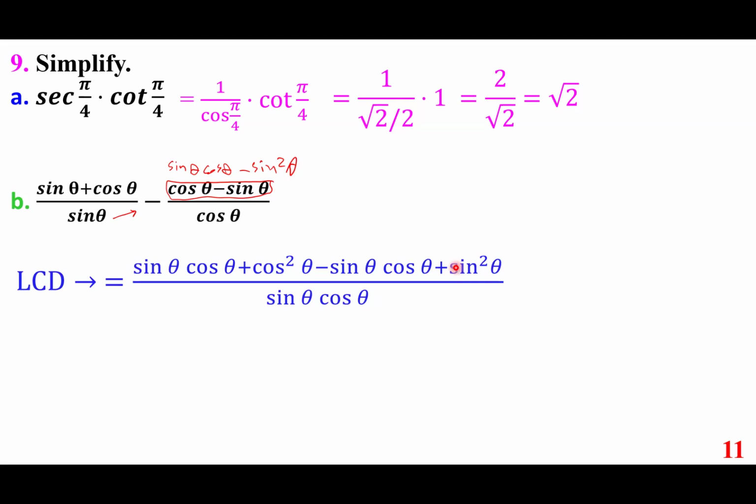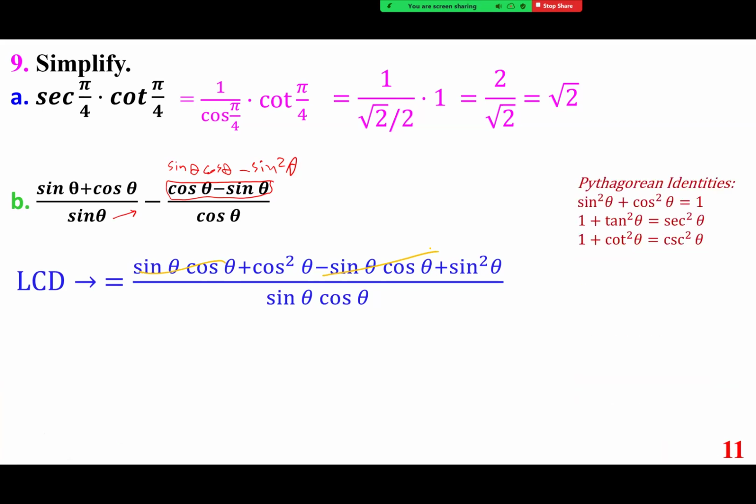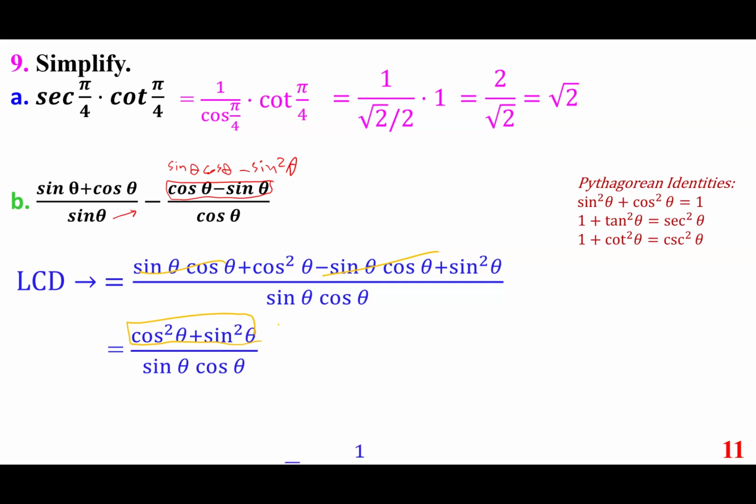So what happens? Let's see. Sine theta cosine theta and negative sine theta cosine theta are opposites, they cancel each other. And remember the Pythagorean identity: sine squared plus cosine squared is equal to 1. 1 plus tan squared is secant squared. 1 plus cotangent squared is cosecant squared. And therefore, whether we write sine squared plus cosine squared or cosine squared plus sine squared in any order makes no difference. They do add up to 1.